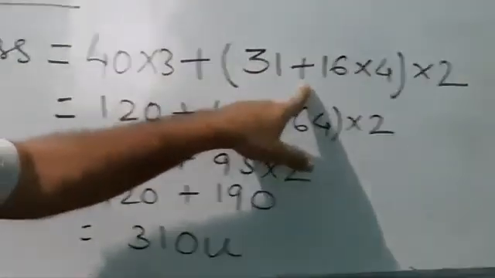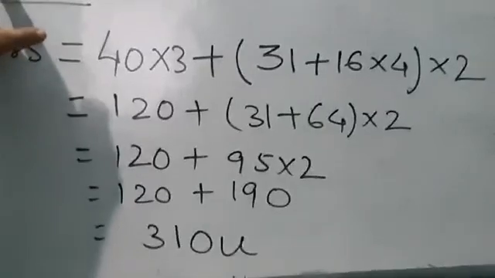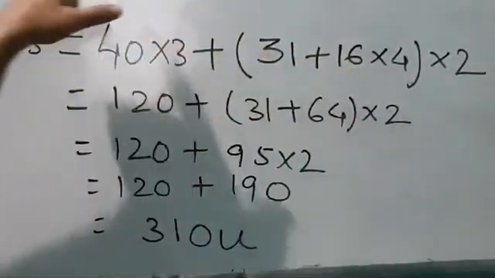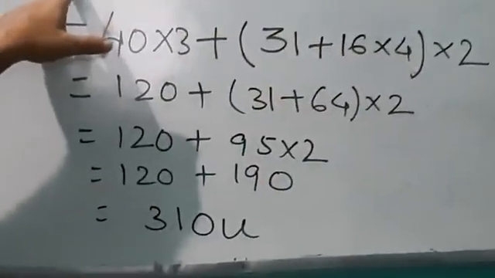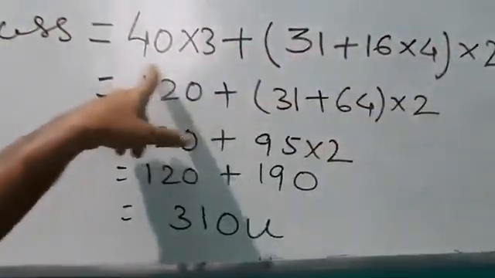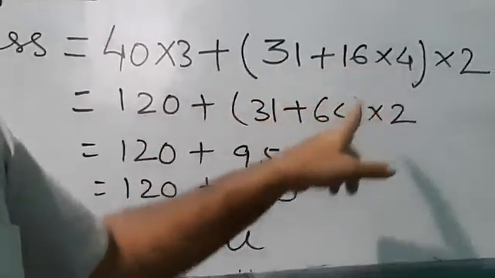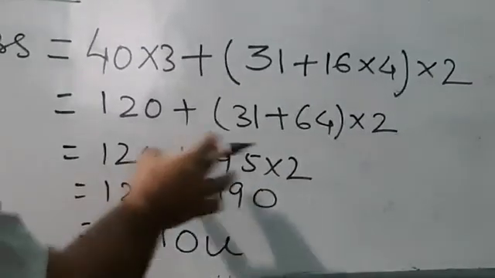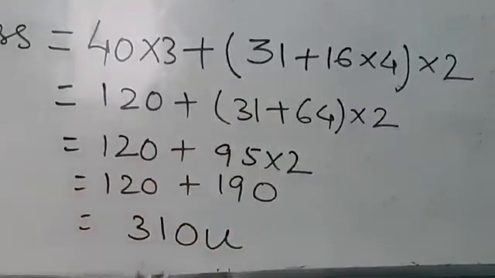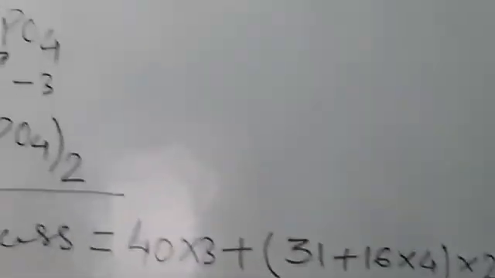Phosphorus has the atomic mass 31. Plus we have oxygen 16. How many oxygen? 4. 16 into 4, into 2. Now 3 into 40 is 120 plus 31 plus 16 into 4 is 64. Close the bracket, into 2. Now we solve, it comes 310 U.